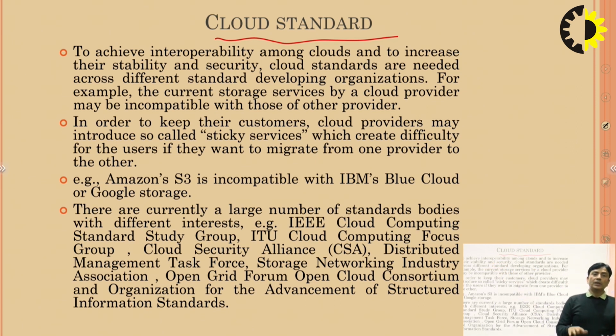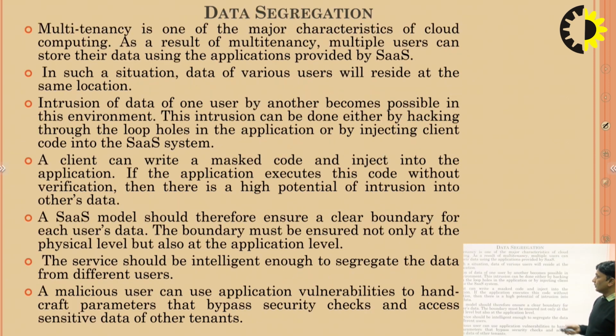So for that there should be a standard so that interoperability can be achieved. For example, Amazon S3 is incompatible with IBM Blue Cloud or Google Storage. So there should be a cloud standard so that these differences can be avoided and compatibility can be achieved.